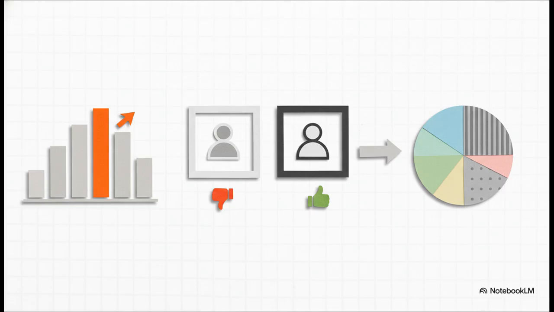So the key rules for color are pretty simple. First, use it to support your story, not just to decorate. Second, make sure there's enough contrast so everything's easy to read. And third, and this is crucial, design for accessibility. Something like 8% of men have some form of color vision deficiency. So this isn't just a nice to have, it's essential if you want your work to be understood by everyone.